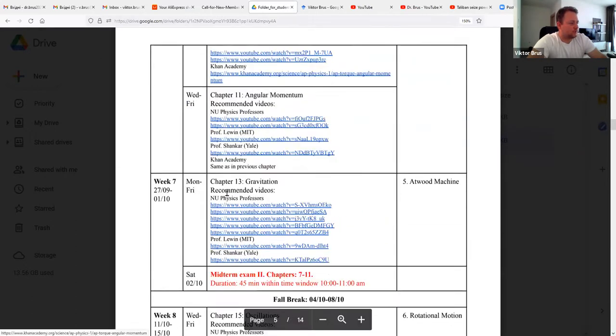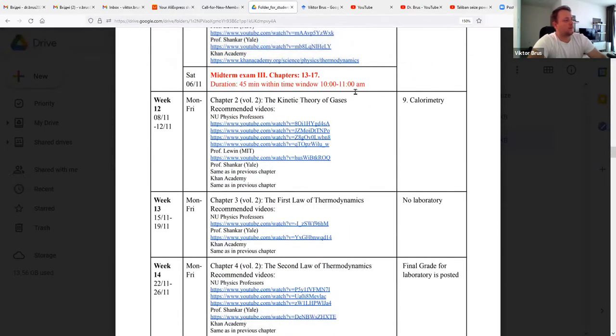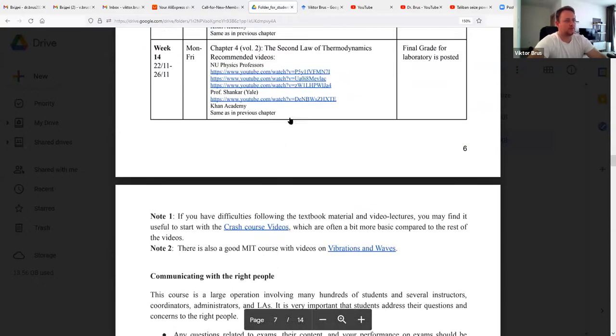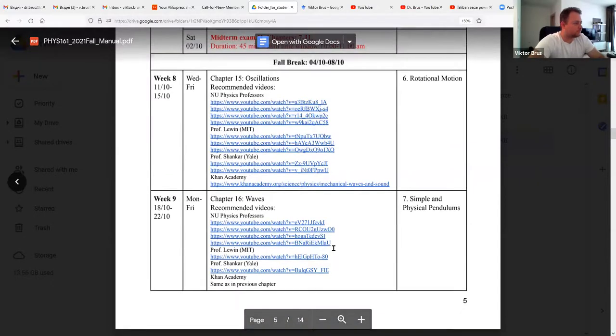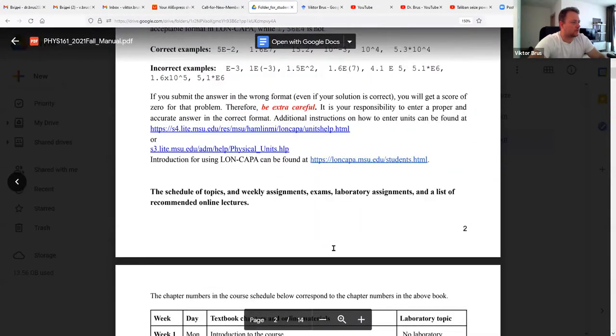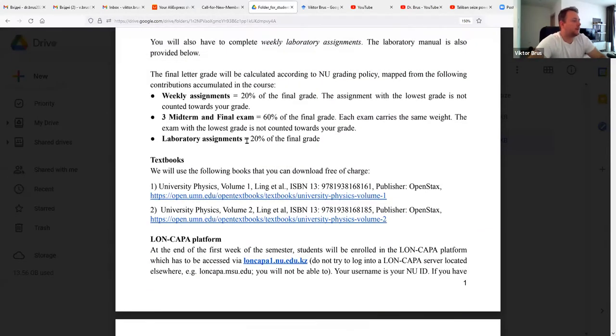So we have three midterms like this. They are scheduled here in this table. The final exam is not scheduled here because it will be scheduled at the end of the course when time is available. It is important to underline that all three midterms and the final exam have the same weight. Again, the lowest grade for a midterm or final exam will not be counted towards your final grade.